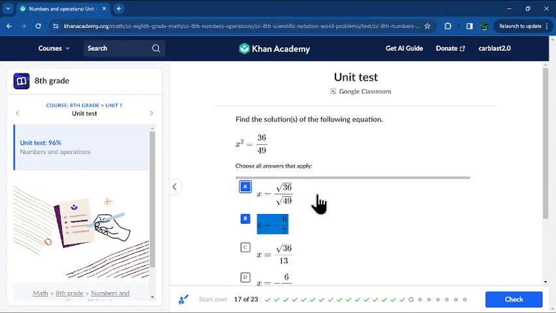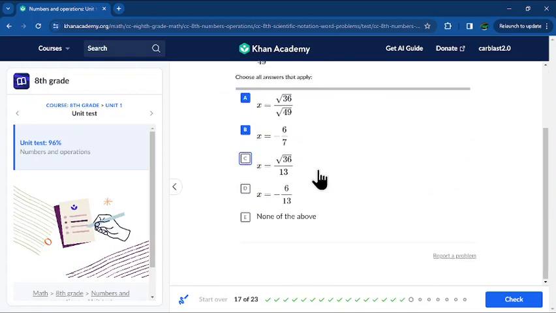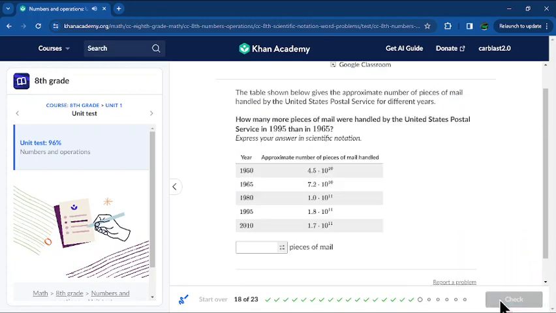It can be b as well, because negative 6 sevenths times negative 6 sevenths is 36 over 49. But it can't be c, because that's 6 over 13, and it can't be d, because that's negative 6 over 13. So it has to be a or b, and it can't be anyone else.